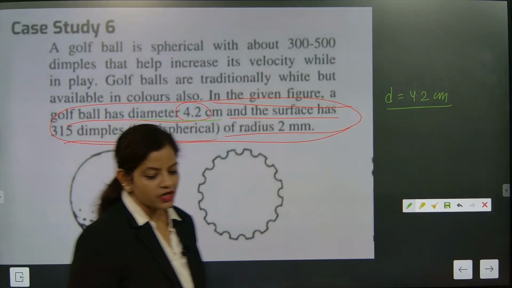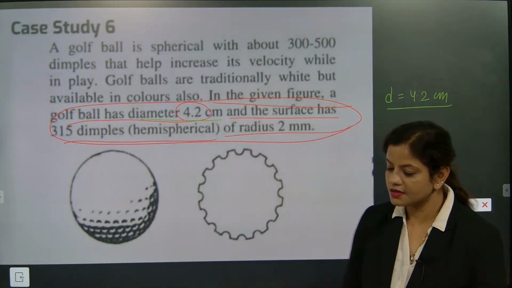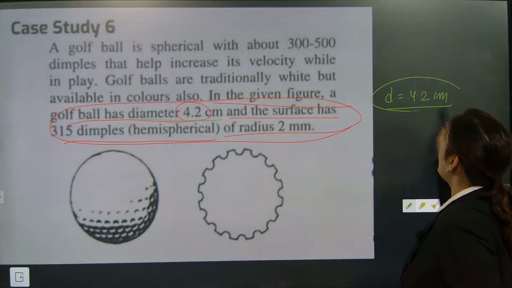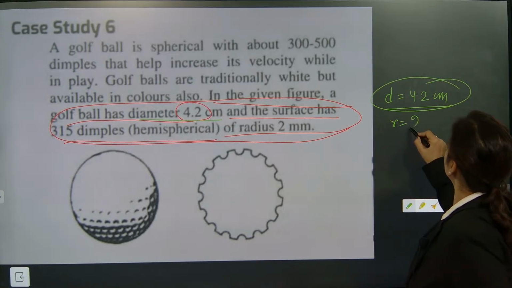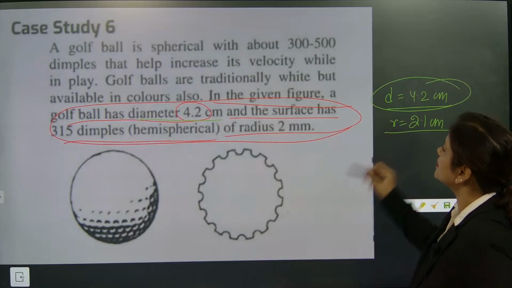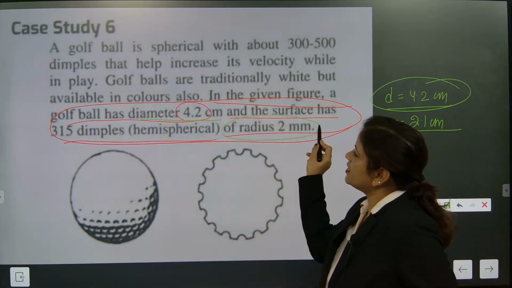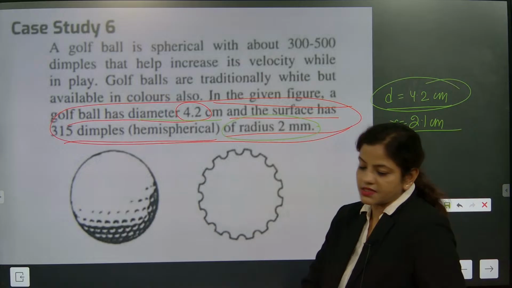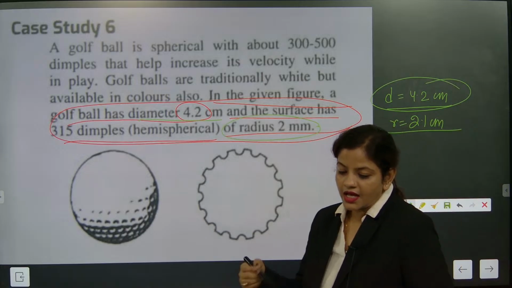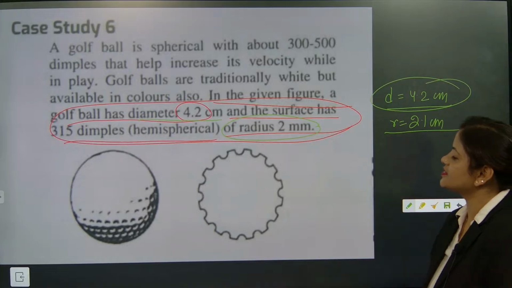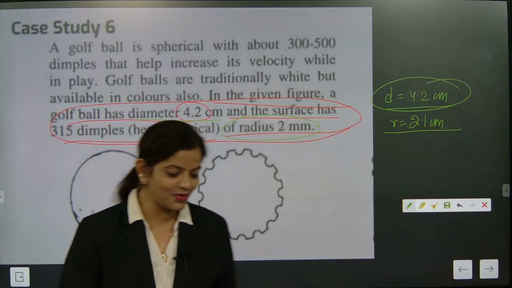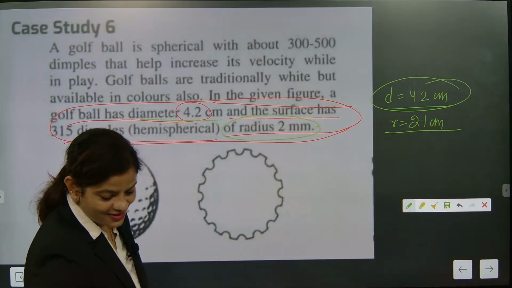So now first work is, diameter given is 4.2. So radius will become, my name is Kushbu. So 2.1 centimeter. Understood? Radius is given in mm. That is the dimples' radius is given. 315 dimples are there, and understood or not? 315 dimples are present. If you do like this, I am going to block you next time. Understand?